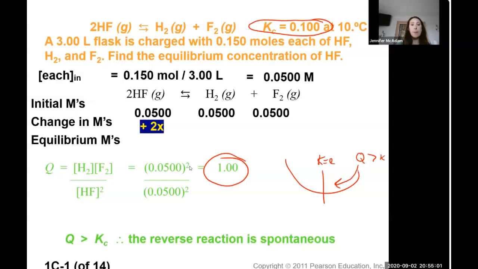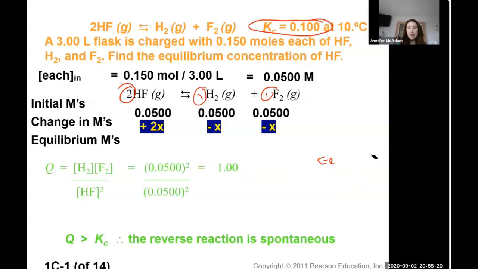So this one's going to go up by 2x, because again, it's going backwards. So that means our reactants are going to increase because it's going to go backwards. And our products are going to decrease. And again, it's 2x because of this 2, and this is just x and x because those are both 1s. So now we start with our math part.